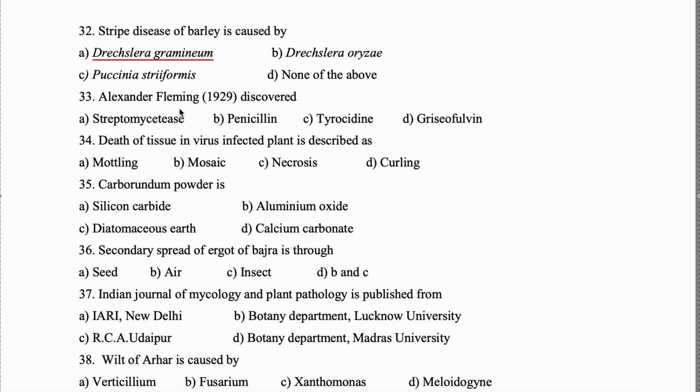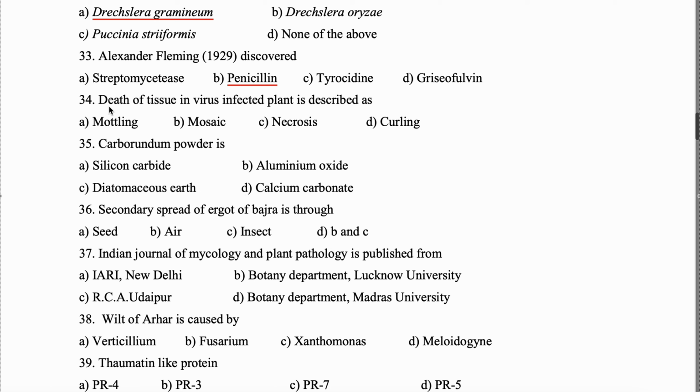Next, Alexander Fleming discovered what? Penicillin. Question 34. Death of tissue in virus infected plant is described as? No need to read the whole question. By the three words itself, death of tissue, which type of symptom is it? It is necrosis. 35. Carborundum powder is actually silicon carbide.